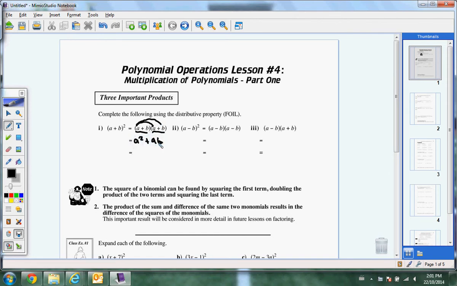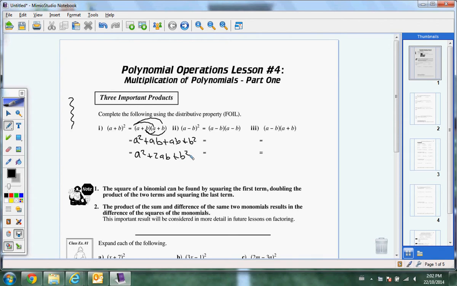Need to make my pen probably a little thinner now. There we go. All right, so a squared. Can we see that? Then ab. You can call it ba if you want, but ab and ba are the same thing. And then plus b squared. Then we combine that, and we get a squared plus 2ab plus b squared.